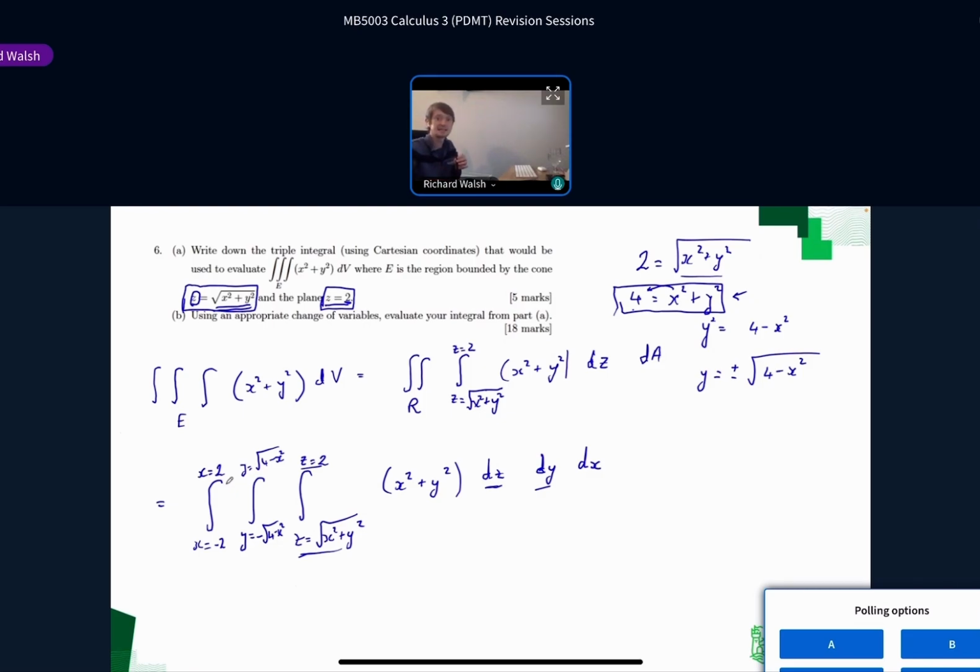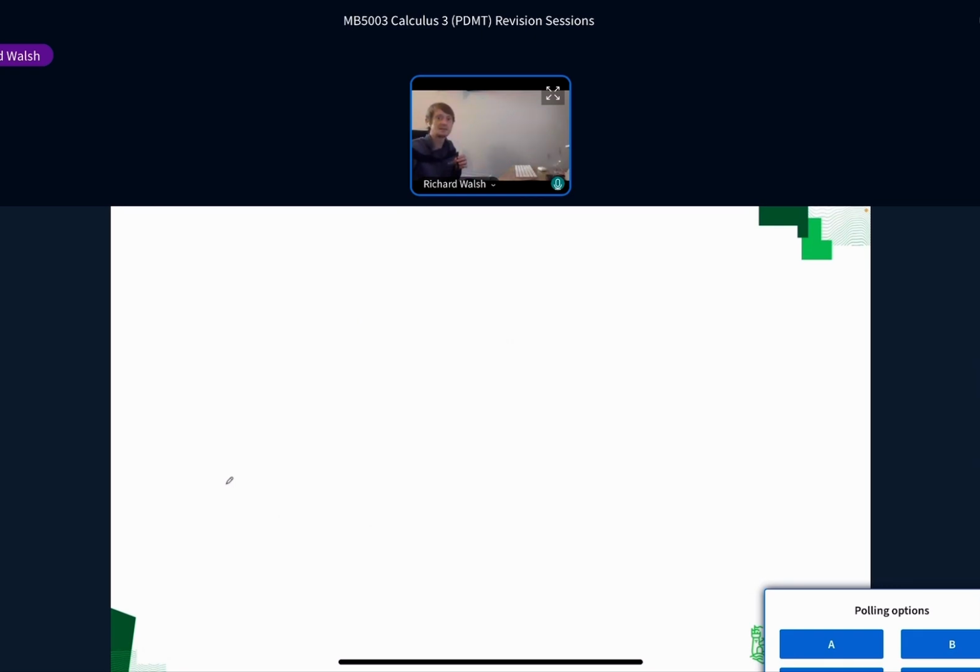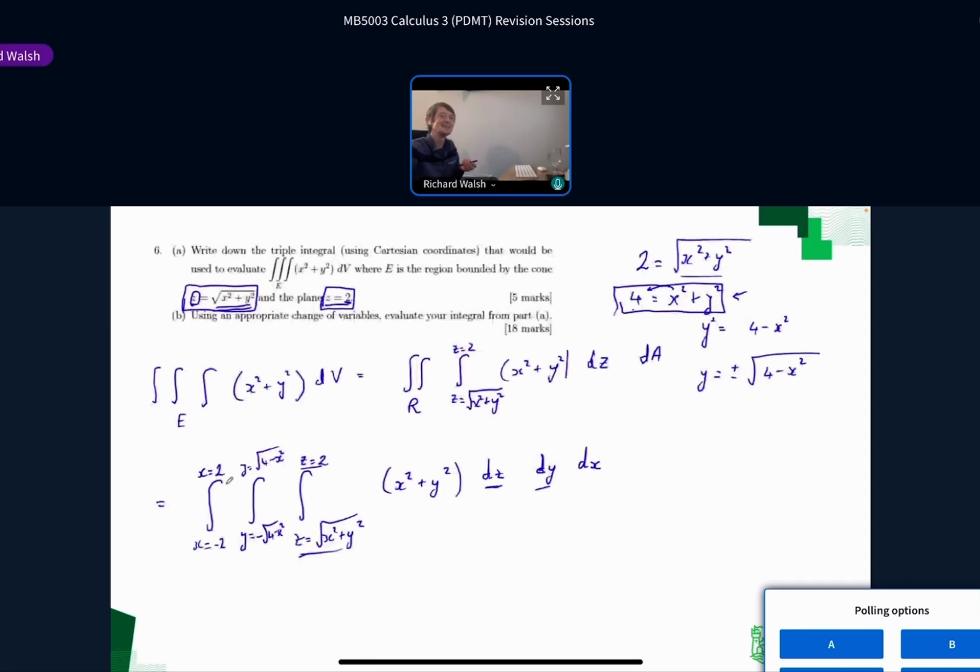Then part B asks, I'll probably write all that stuff out again. I left way too much space before part B, did I? Well, part B says use an appropriate change of, sorry, it's written right there. Use an appropriate change of variables, evaluate your integral from part A. So we're going to use cylindrical coordinates because there's an x squared plus y squared in it. An x squared plus y squared in cylindrical coordinates is r squared. And that was given in the formula sheet in the 2022 paper.